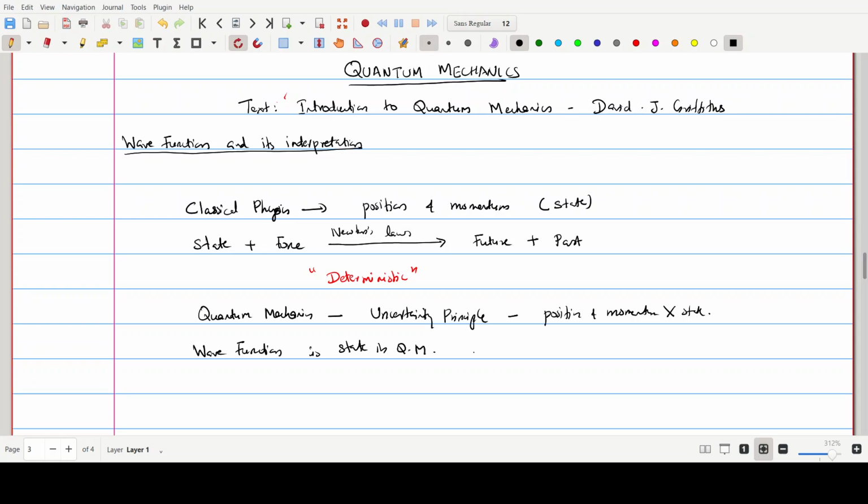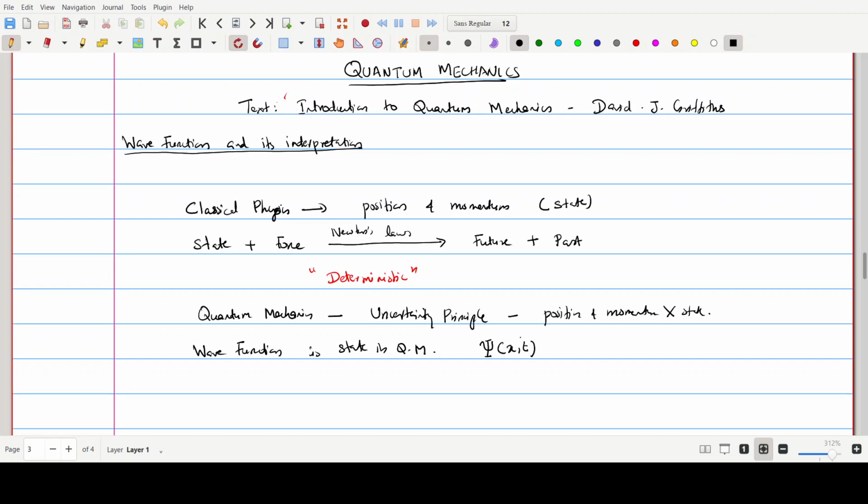In general, the wave function is represented by the symbol psi, and it would be a function of position. It can also be a function of momentum. It can also be a function of time. So usually we write psi as a function of x and t. We can also write psi as a function of momentum and t. But those things we will discuss later. For the time being, just consider psi as a function of x and t.